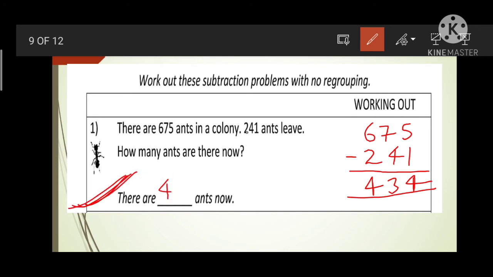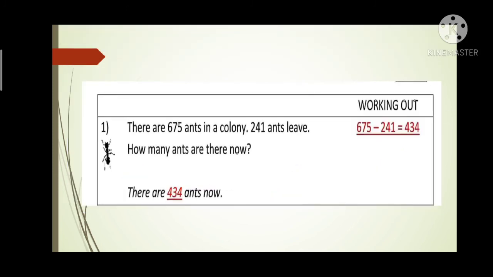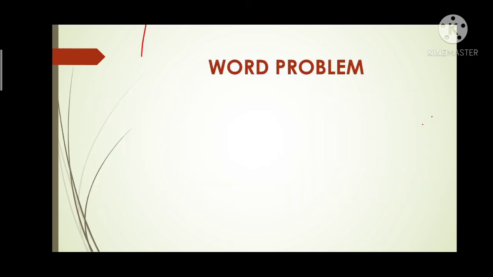So how will we write the word problem answer at the end? There are 434 ants now. Okay, like this we will do. Again the next word problem. See, this is the same thing. Now this is the solution for that question. Again we are moving to the next slide, that is the last word problem.